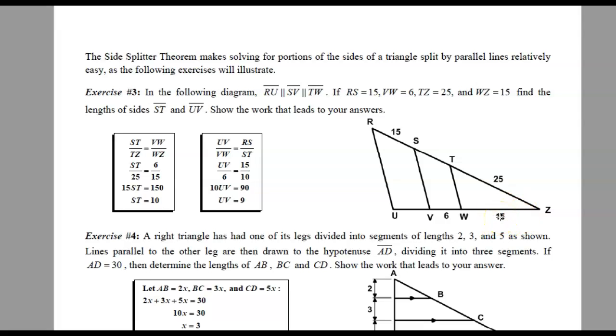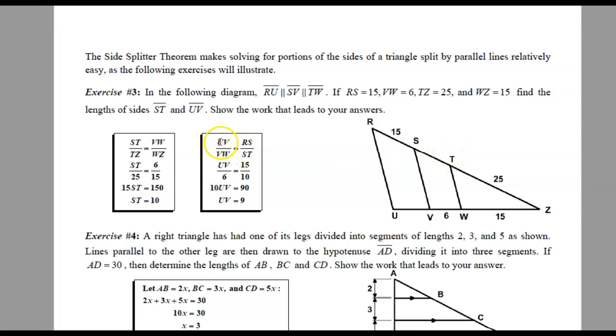Okay, so if I write a proportion with ST over TZ, that's this side of the triangle, and VW over WZ is this side of the triangle. My proportion can say ST over 25 equals 6 over 15. And it just makes it very simple to solve. We end up with ST equals 10.